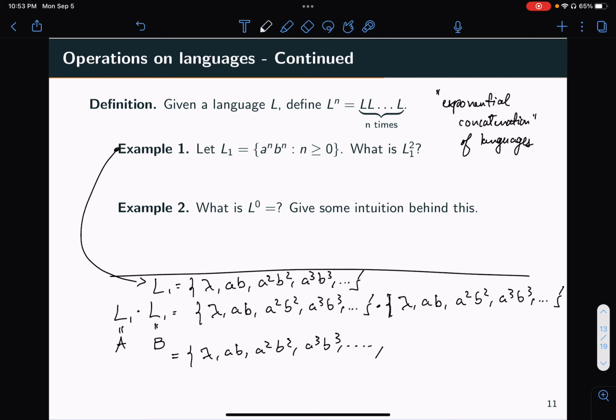And then after that, I take AB from A, and I concatenate it with every other string in B, right? So I take AB, concatenate it with lambda, with AB, with A2B2, with A3B3, and so on. So what does that look like? It looks like AB, lambda, so that's just AB. So actually we have a duplicate, which we'll just remove after.